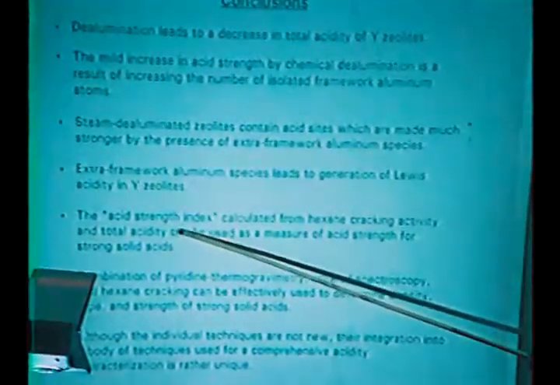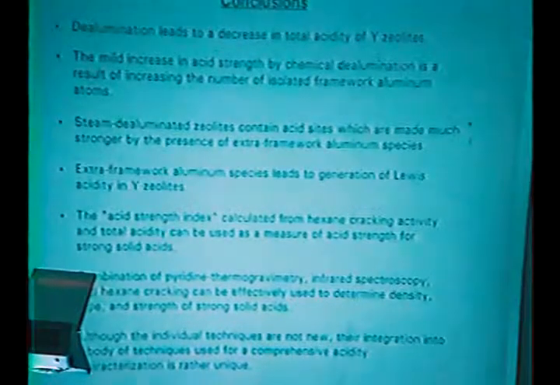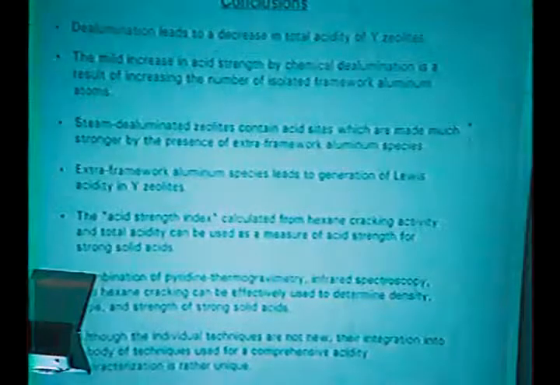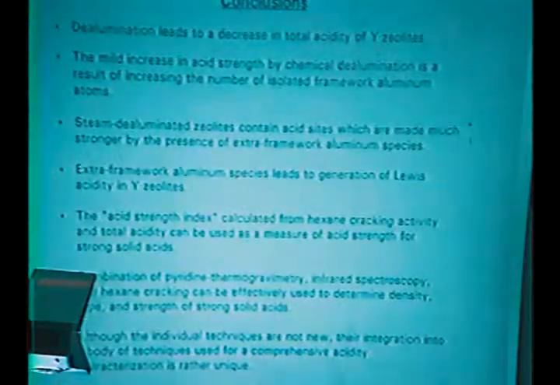The acid strength index that we calculated, we found that it is a good measure of acid strength and compares well with cracking data, at least for the range of materials that we tested. And the combination of pyridine thermogravimetry and infrared spectroscopy with n-hexane cracking can be effectively used to determine density, type, and strength of solid acids, which in our opinion are really the three important aspects of solid acidity. And although the individual techniques are not unique, the multi-technique approach, in our opinion, is somewhat novel.